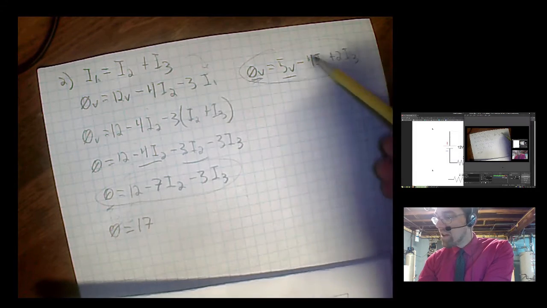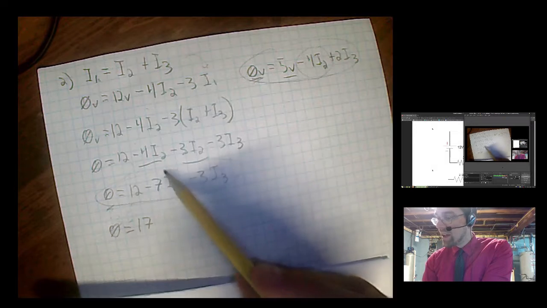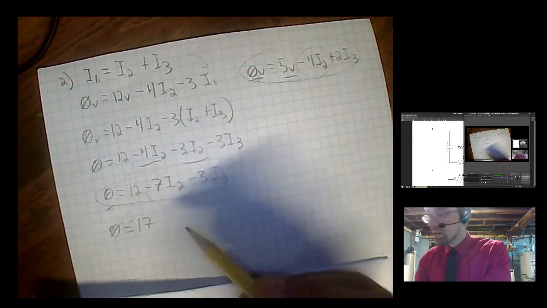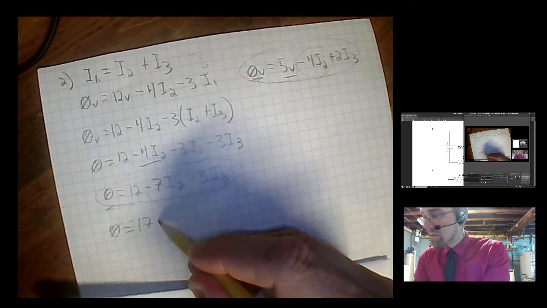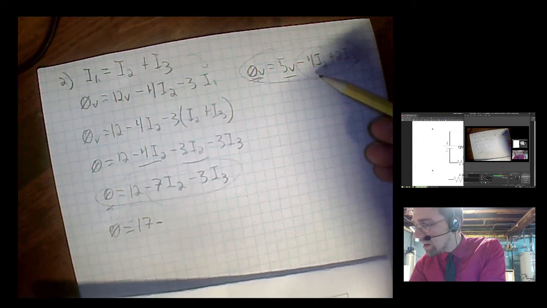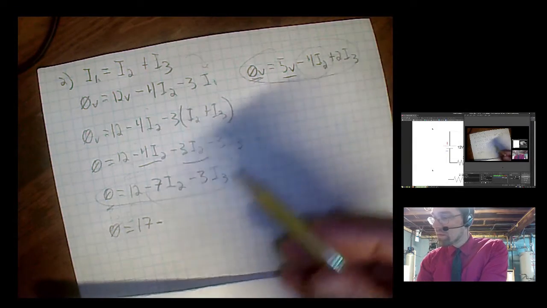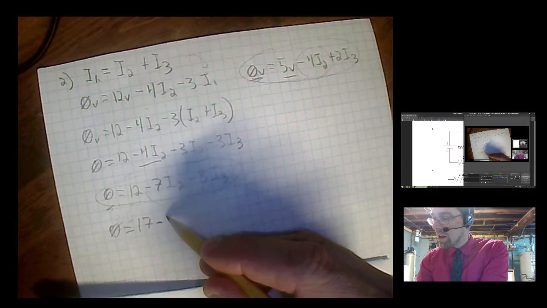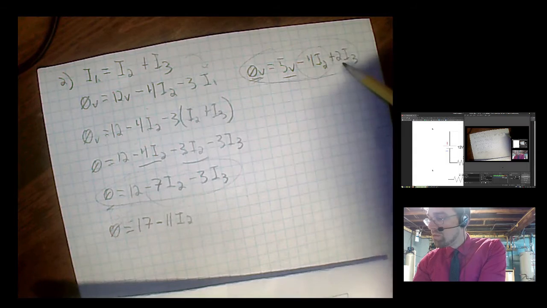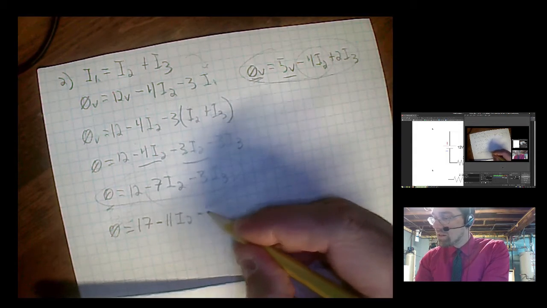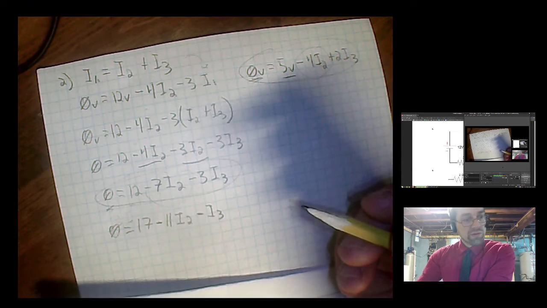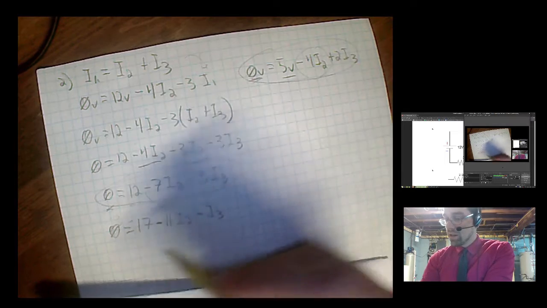I2 terms, I have negative 4 plus negative 7. Negative 4 plus negative 7. Make sure, I think this is when we did this in class. I think I made an arithmetic mistake here. Negative 11 I2, and then I3 terms: 2 plus negative 3 is negative 1. Good, good. Let's clean this up a little bit.